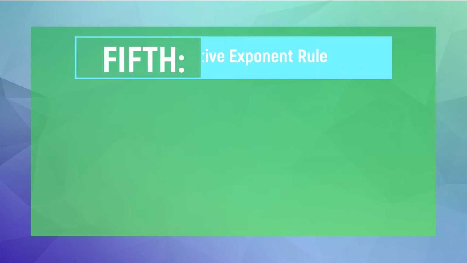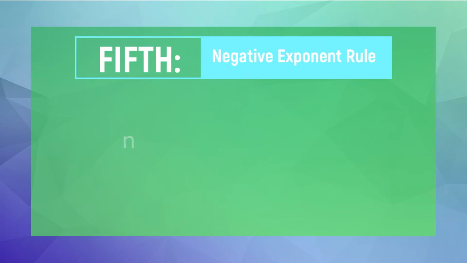Lastly, the negative exponent rule. Any number with a negative exponent is equal to its reciprocal. For example, n to the power of negative x is equal to 1 over n to the power of x. These are the 5 exponential rules we need to remember in solving exponential equations.